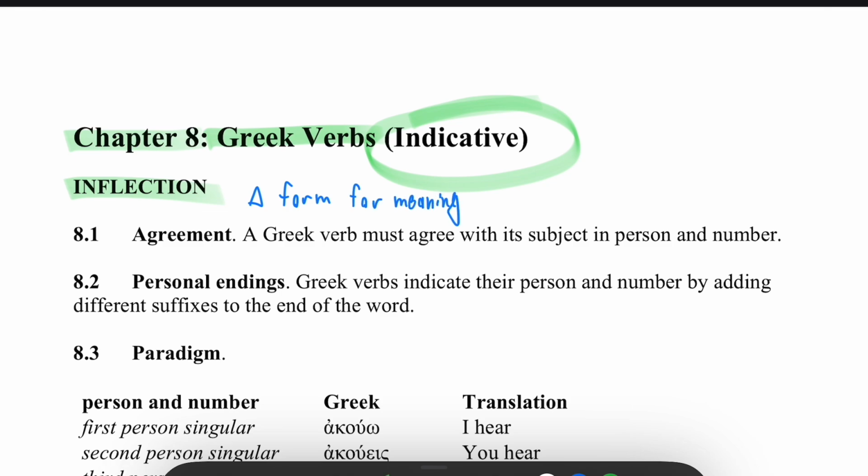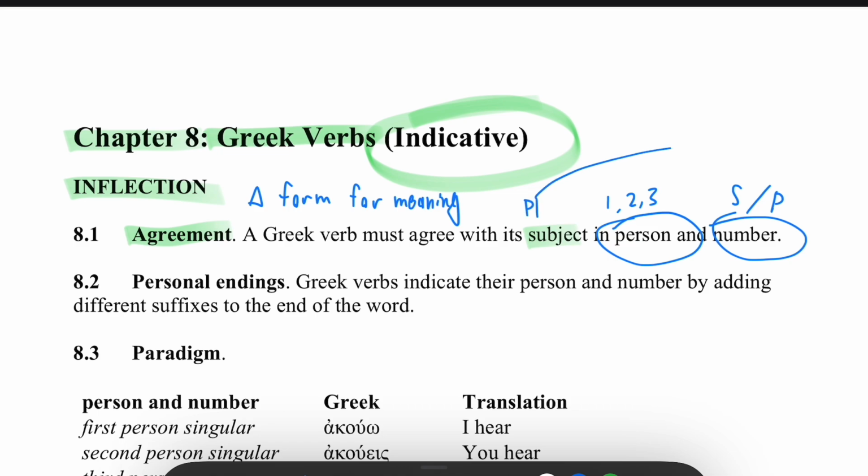The first thing we're going to see is that there is agreement between a Greek verb and its subject, and that agreement is in person and in number. So whether it's first, second, or third person, or whether it's singular or plural, there's going to be an agreement with the subject. Where you have a plural subject, you're going to see a plural verb.